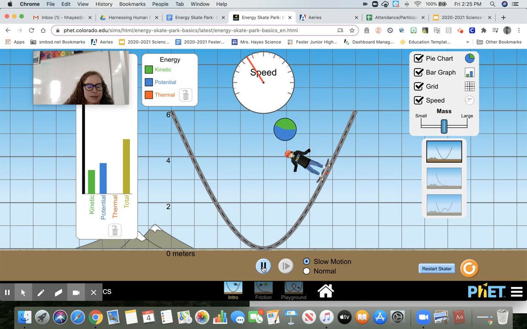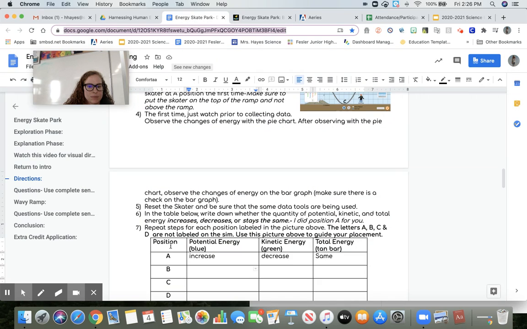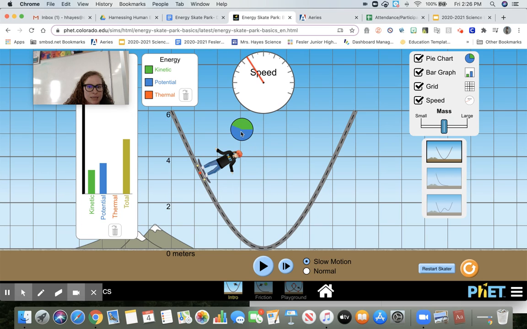So here was A. Now I'm going to press play and I'm going to pause it right when he gets here. And I'm going to notice what happens to the blue and the green and the total. So watch what's happening to the blue. From A to B, was the blue increasing or decreasing? It was all blue and now it's like half blue. So the blue was decreasing.